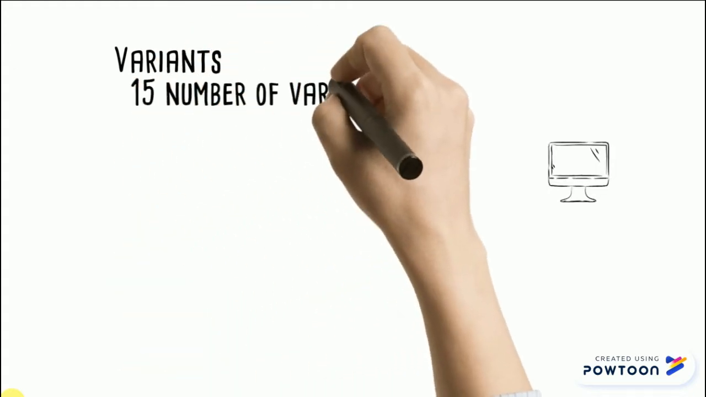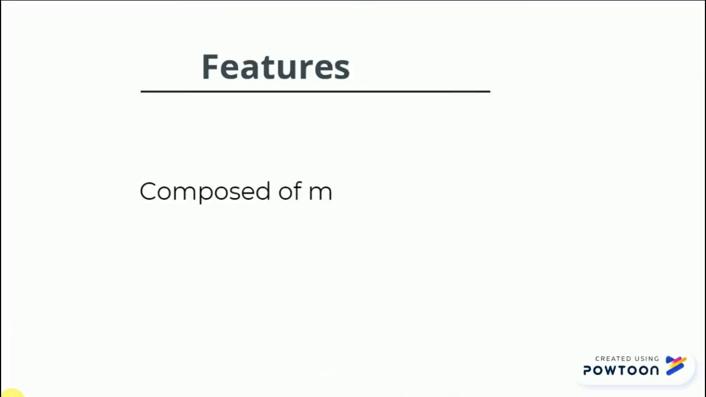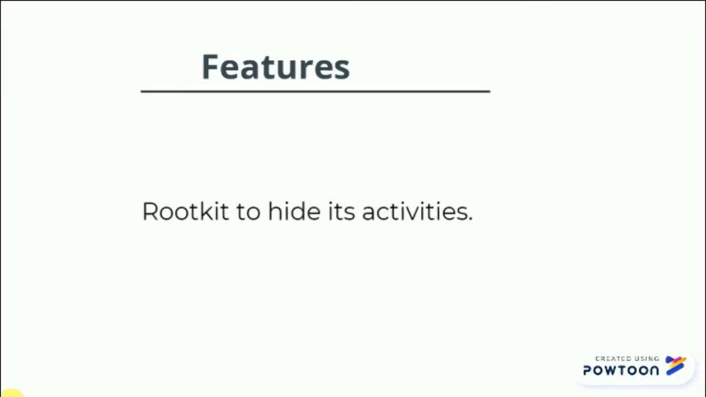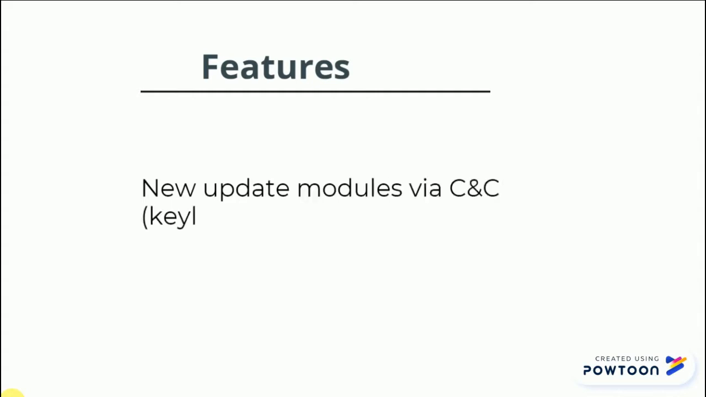This image shows the 15 different variants discovered around the world. It's a rootkit to hide its activities, and it also has the ability to bypass a few anti-malware products. It also used a system driver, which was digitally signed using a stolen certificate. It has the ability to remove itself from the system or extend its lifetime according to the attacker's commands, but by default the malware has a 30 days life cycle.